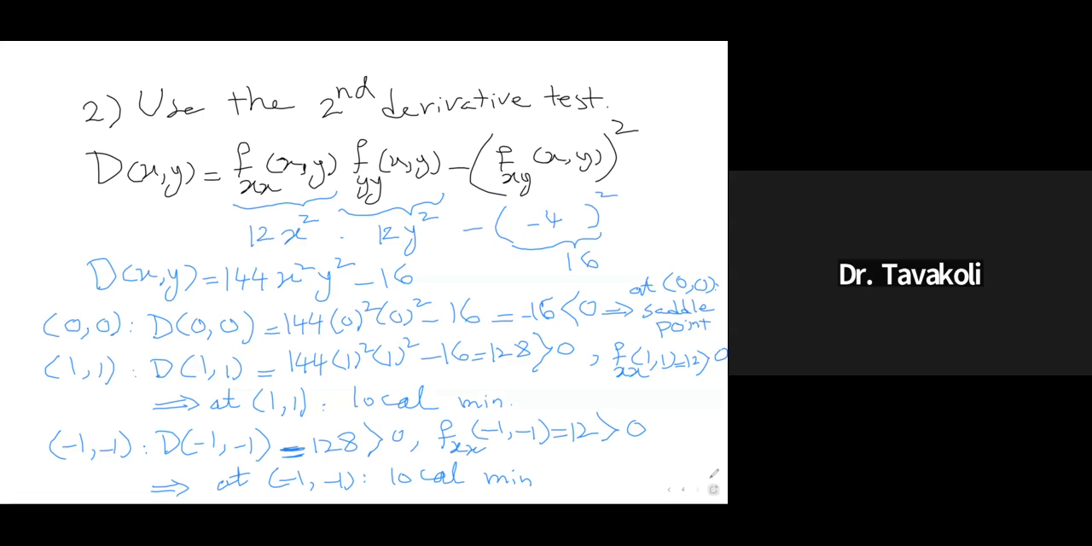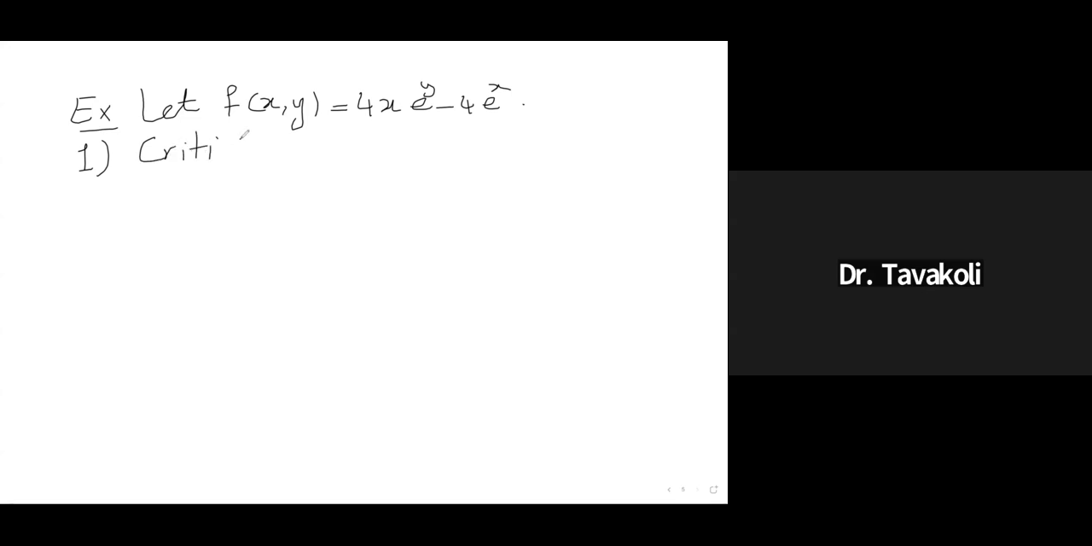Okay, let's see another example. Let f of x and y be equal to 4x e to the power of y minus 4e to the power of x. Part 1, we want to find critical points.